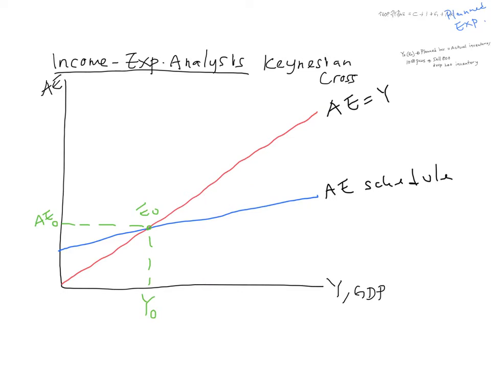Oh, I have to draw that again. And we have this gap over here. Okay, so we want to show you how we move from Y1 back to Y0. Right? We want to show that there is going to be a move from Y1 to Y0, and we're going to use planned inventory and actual inventory to explain that situation.